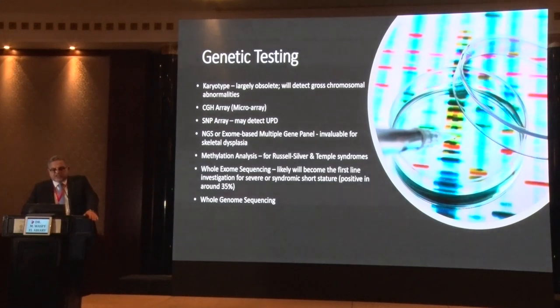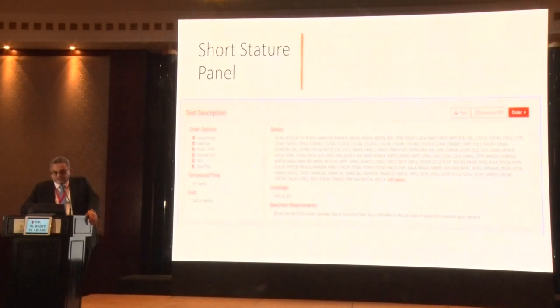So karyotype is largely obsolete. Nobody's using it now; it detects gross chromosomal abnormalities and has been replaced by microarray for diagnosis of major chromosomal abnormalities. Then there is the SNP array and NGS, the exome-based multiple gene panel, mainly used for skeletal dysplasia. The methylation analysis is used for Russell-Silver and sometimes Prader-Willi. Whole exome sequencing is likely to become the first line of investigation for severe or syndromic short stature. It's positive in around 35%. And then there is whole genome sequencing. I'm not going into this any further, of course.